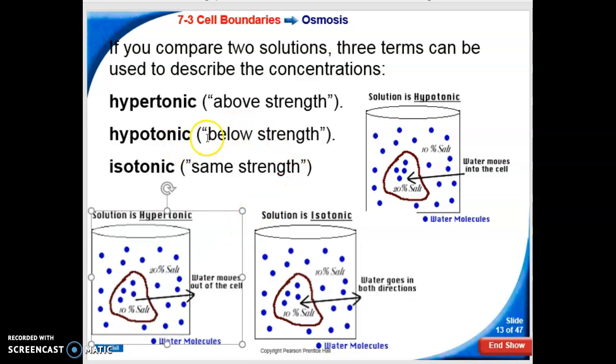A hypotonic solution is going to be lower on the outside. So over here is a hypotonic solution. If you put the cell in this solution, it's lower on the outside than it is on the inside. An isotonic solution means it's the same. So you have 10% on the outside and 10% on the inside.